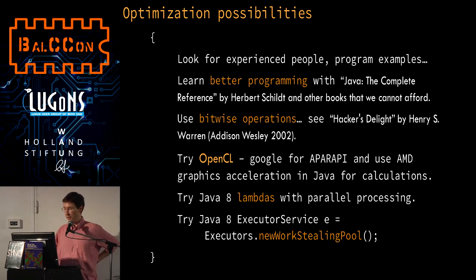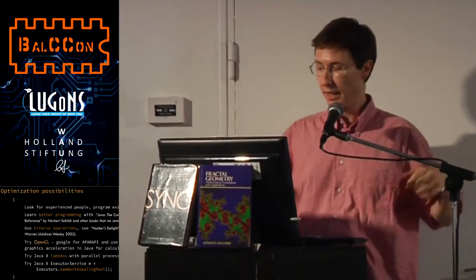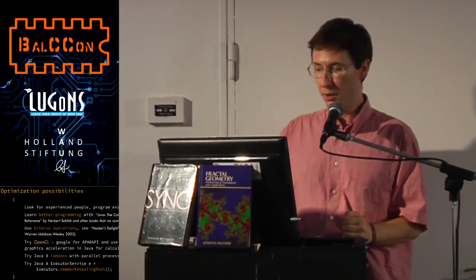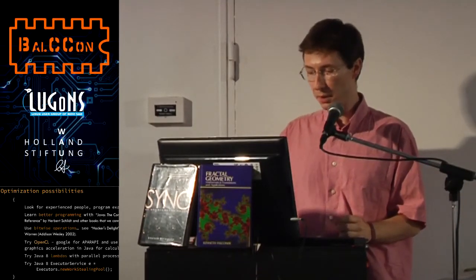Java 8 lambdas with parallel processing are now available, and I'm not so sure that they are a good thing. And the new work stealing pool, an executor service that runs different processes and threads on CPU, is available, which utilizes multi-core CPUs.